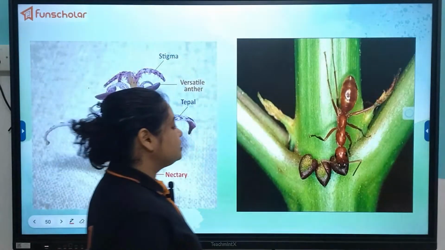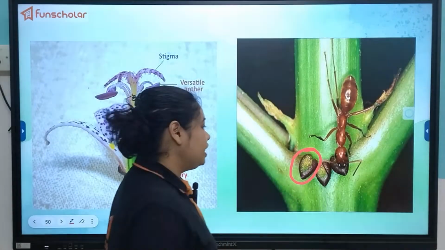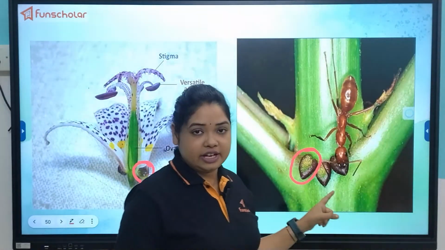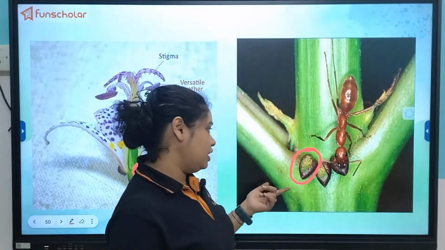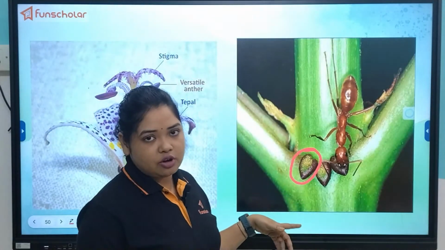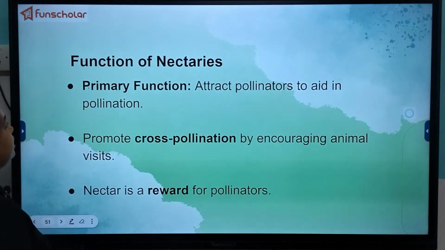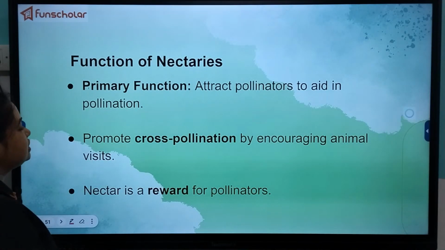And here this is the example of extrafloral nectary, from which you can see the red ant is obtaining the nectar, and it can be found at the stalk of the flower, outside the flower obviously. So this is an example of extrafloral nectary. Now, what is the function of nectaries? The primary function is obviously to attract pollinators.